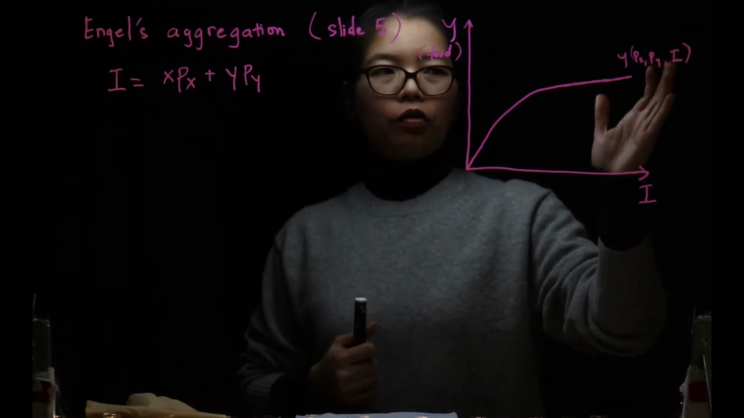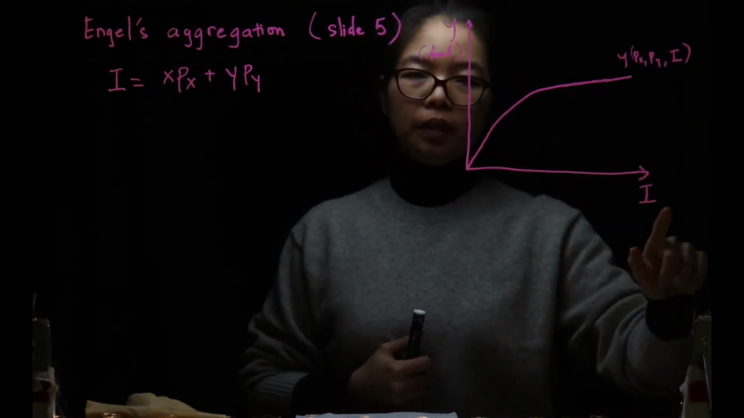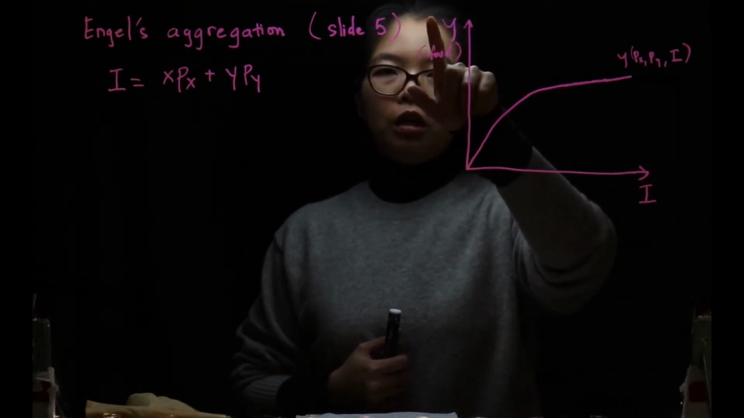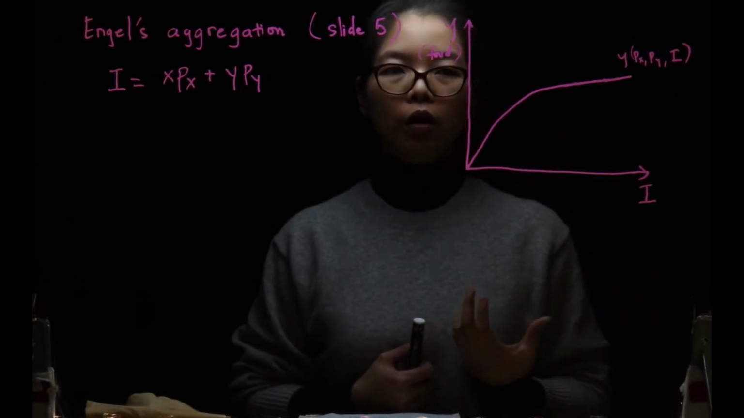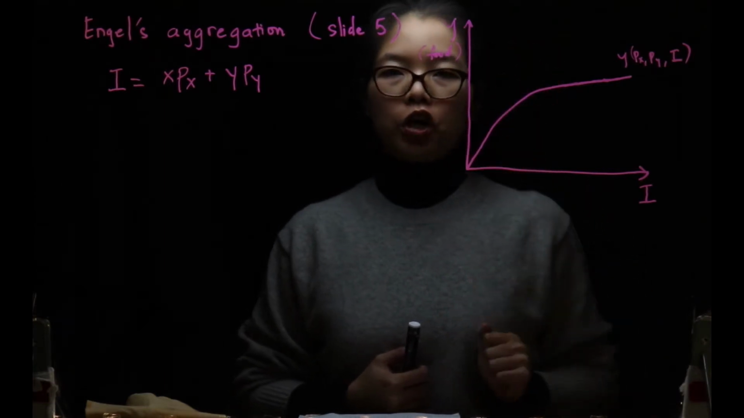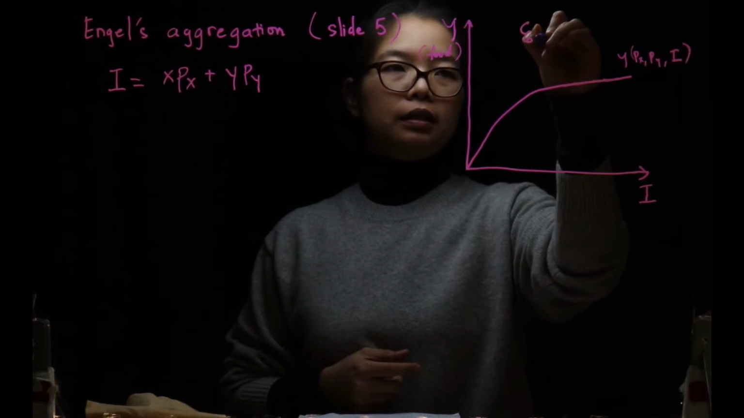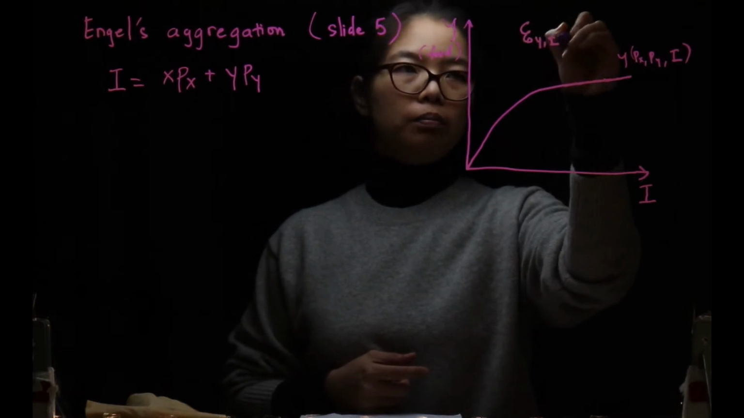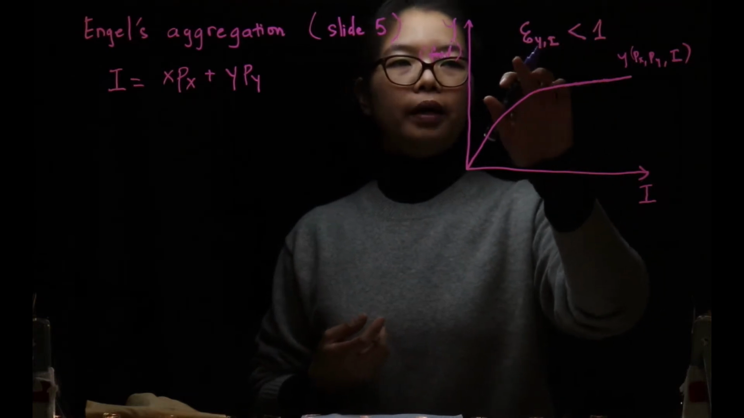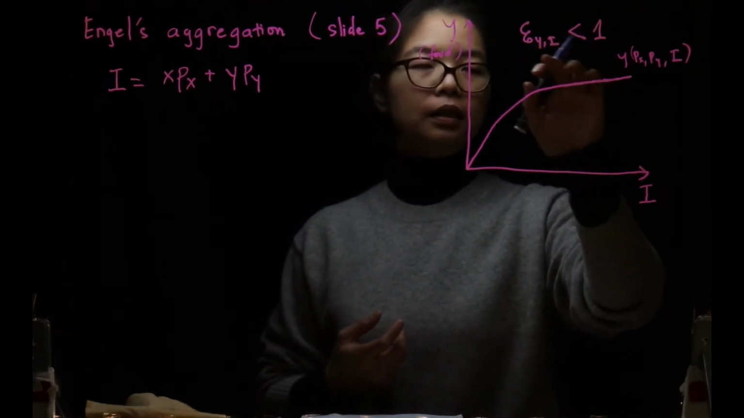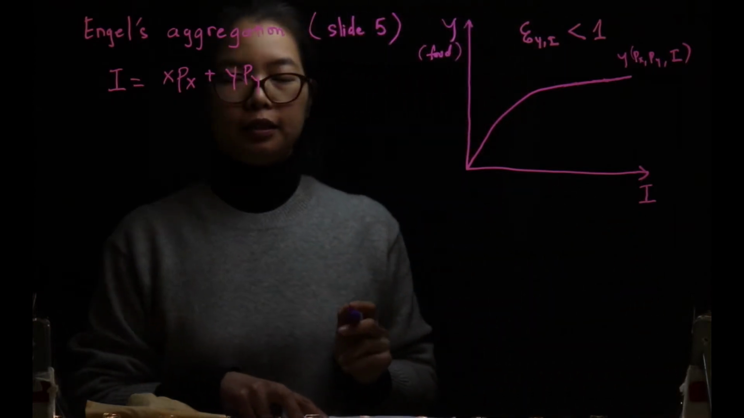So at one point I already mentioned that we have Engel's law, which says that when income increases, the consumption of food, here for example Y, will also increase, but with a lower rate. And the budget share for food will decrease. So in elasticity terms, that means the elasticity of Y with respect to income is smaller than 1. That means when income increases by 1%, the consumption of food will also increase, but increase less than 1%.